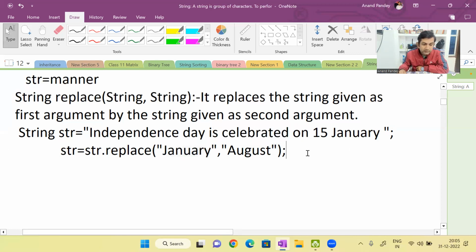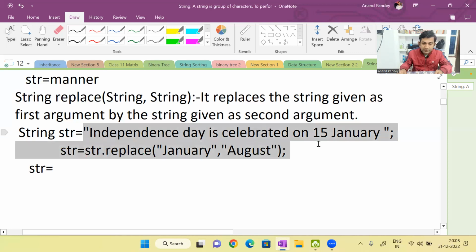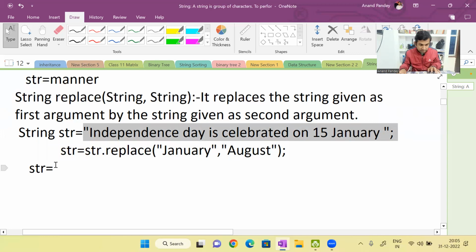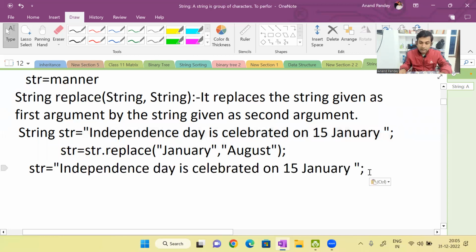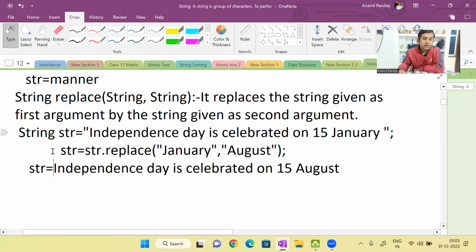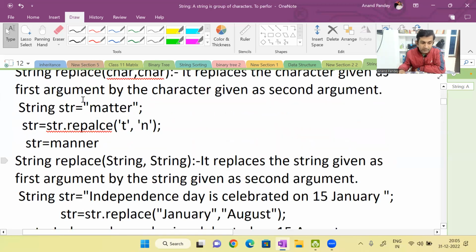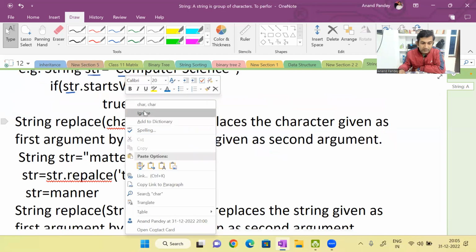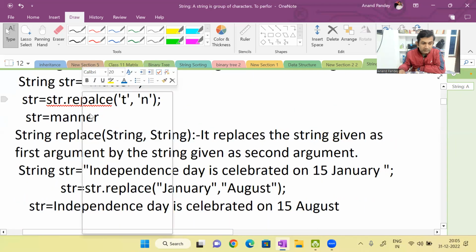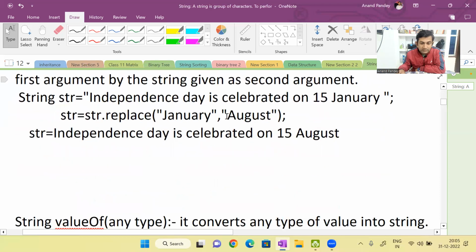So finally, now the value of str will be what? After this function, the value of str will be: Independence Day is celebrated on 15 August. Got it? So this is about the replace function. Two replace functions I have taught. One which is replacing character by character, and this one is replacing string by string.